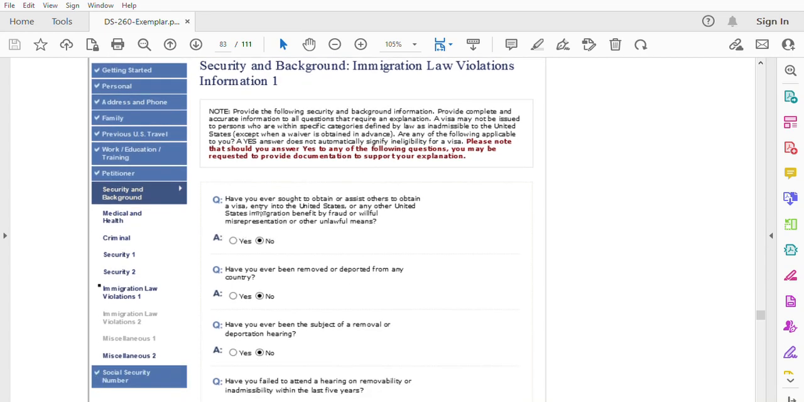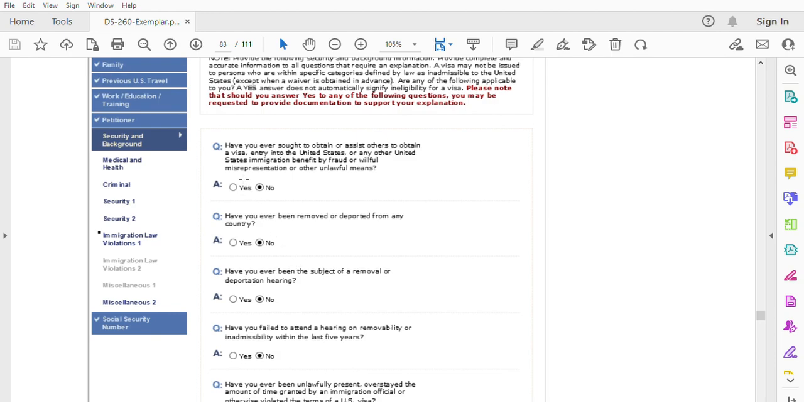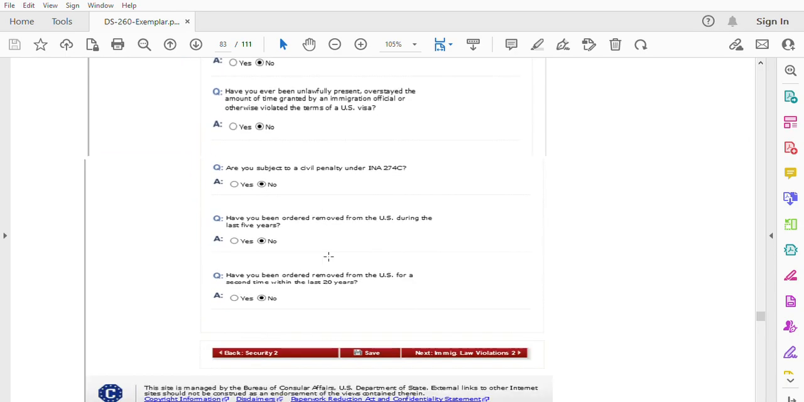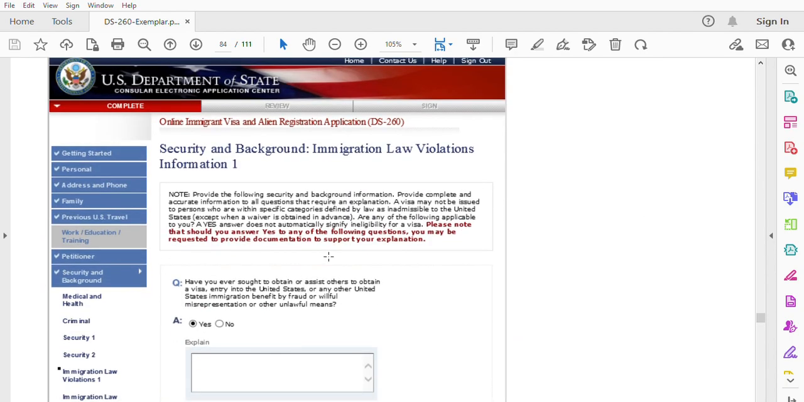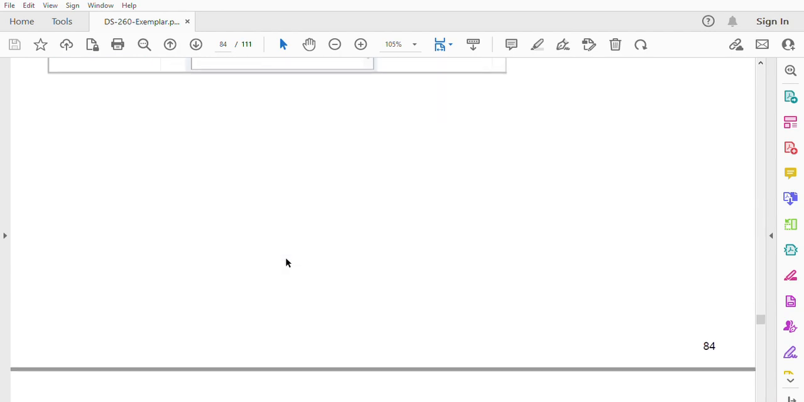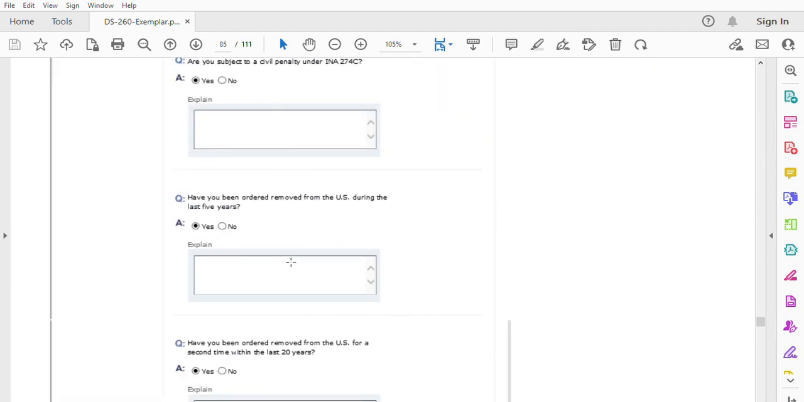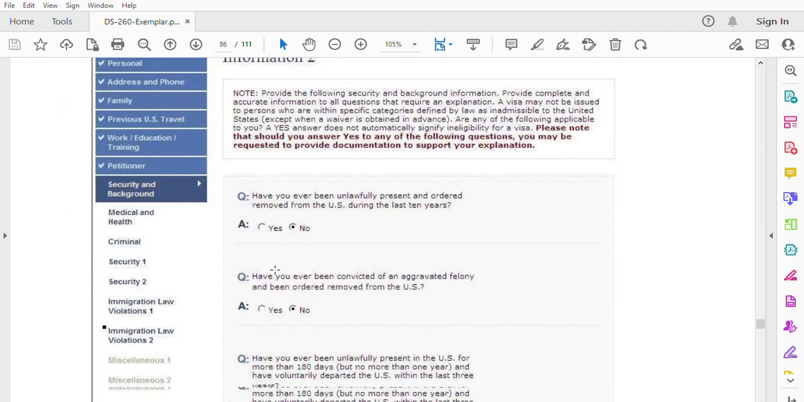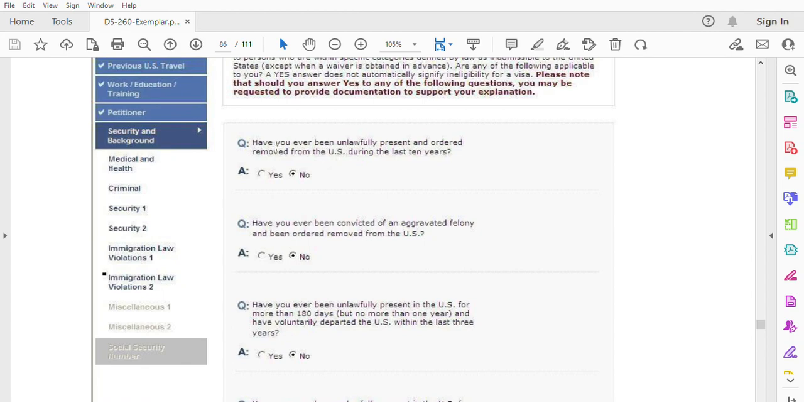We're gonna go back to the same question here. Choose the one that applies to you. These are yes or no questions. Most of them, all the time, are no, but it depends on your case. If you answer yes, this is where you give an explanation for each question. If you see this empty box right here, this is where you give the explanation. Then we go back to the security questions.